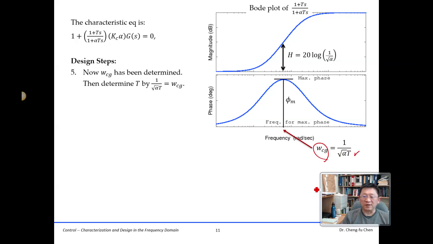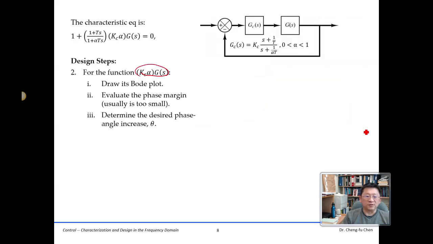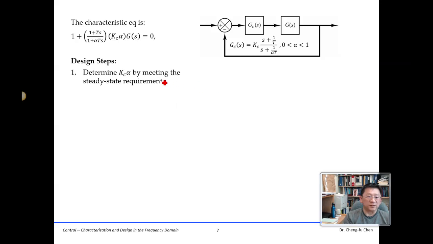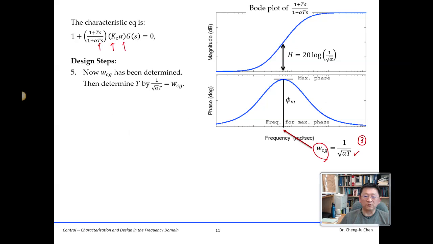Okay, so this is our last equation. Again, we have 3 unknowns, Kc, alpha, and T. This is the third equation we formulated. The second equation is this one. What is the first equation? The first equation is this one, from the steady state requirement, we have this value. Okay, so in total we have 3 equations, 1, 2, 3.